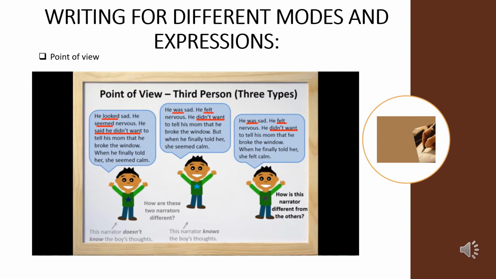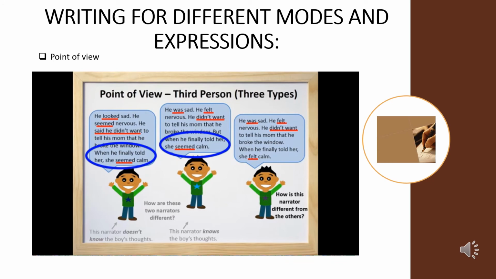Now, let's look at the character of the mom. Which narrators know how the mom feels and what she thinks? The first narrator and the second narrator say that when the boy finally told her about the window, she seemed calm. Do the first and second narrators know how the mom feels? No, they don't. They know how she seems to feel.